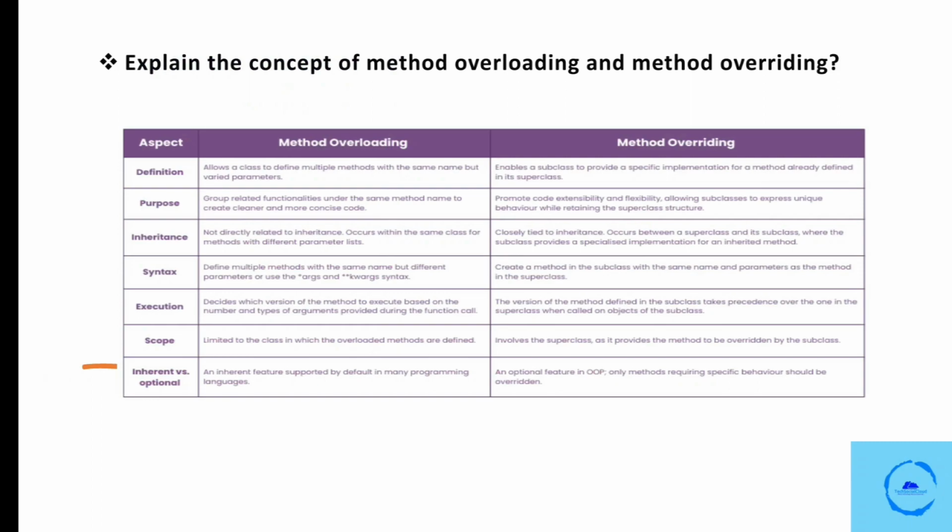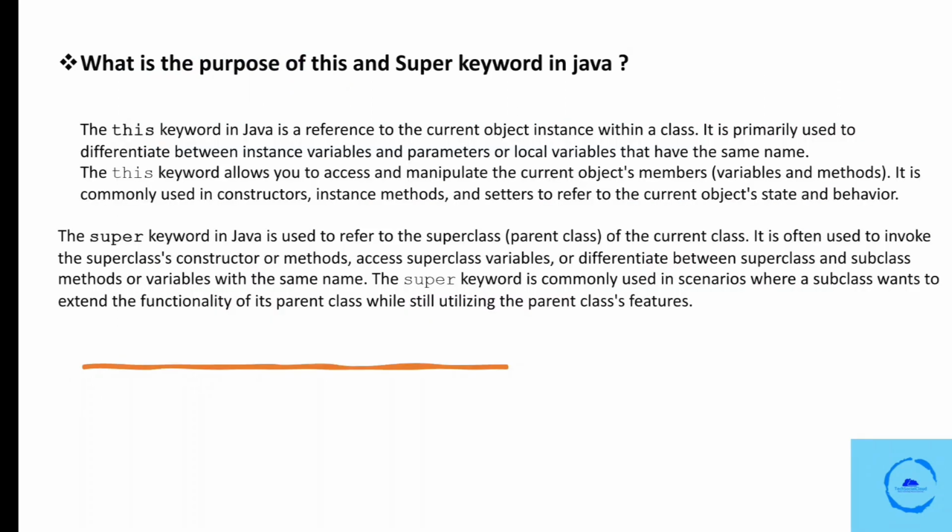So the next question is, what is the purpose of the this and super keywords in Java? You must have heard these keywords. This and super are keywords that are used to refer to different things within a class, particularly in the context of instance variables, methods, and constructors. Let's explore the purpose of this and super. First, let's talk about this. This is a reference variable that is used to refer to the current object, and it is often used to differentiate instance variables from local variables when they have the same name. It helps to resolve naming conflicts as well, and this can be used to invoke the current object's methods and access its instance variables.